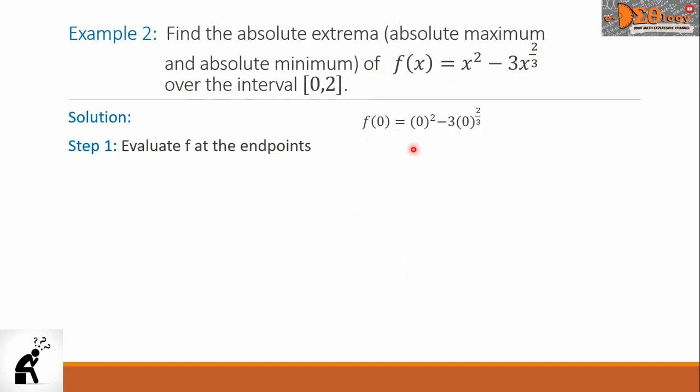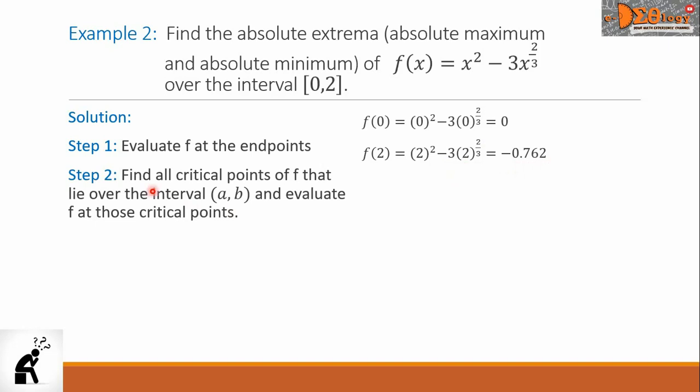And this is equal to 0 squared minus 3 times 0 raised to 2 over 3. Simplifying this, the value is equal to 0. So f of 0 equals 0. Next is f of 2. This is equal to 2 squared minus 3 times 2 raised to 2 over 3. Using the calculator, the answer here is negative 0.762.